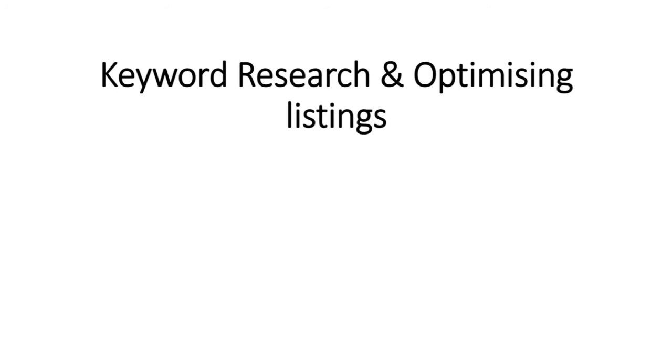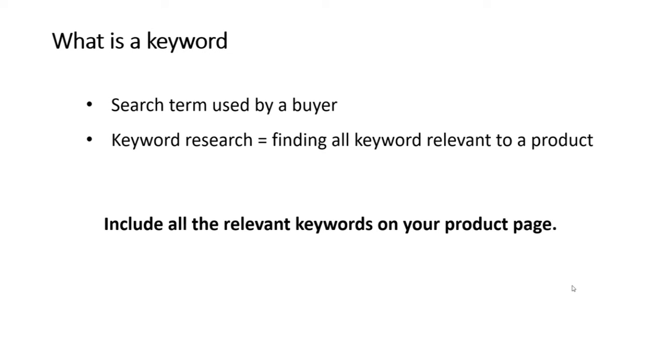In this section, we will be looking at how to create an optimized listing which does well on the Amazon search, and how to decide on the keyword which you include in that listing. So what is a keyword? A keyword is quite simply the search term which is used by a buyer when they are trying to find products they want to buy on the Amazon site.